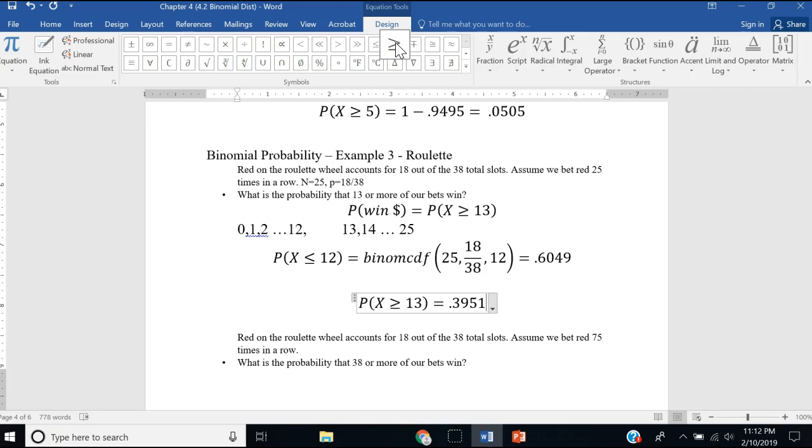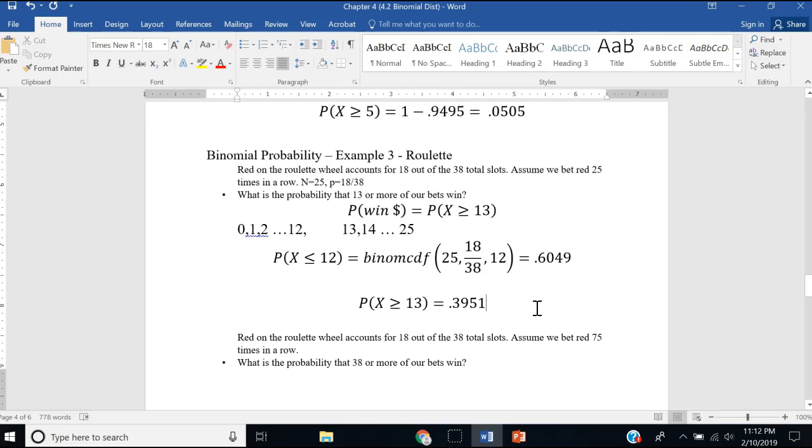Notice that that's well under 50% of the time. So your probability of losing money is much higher than your probability of winning money. But since we did it 25 times, it's like a 60-40 kind of split. By the way, if you do it one time, it's like a 47-53 type split. Let's see what happens when we bet 75 times.